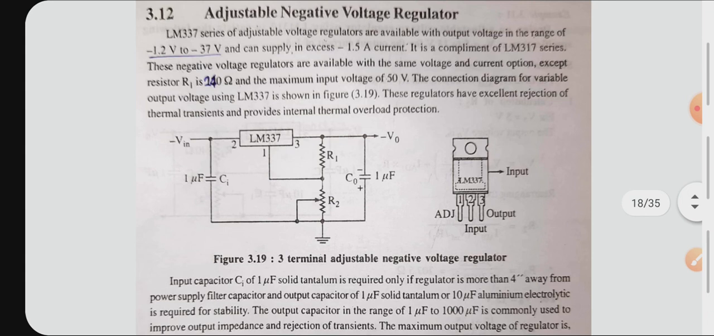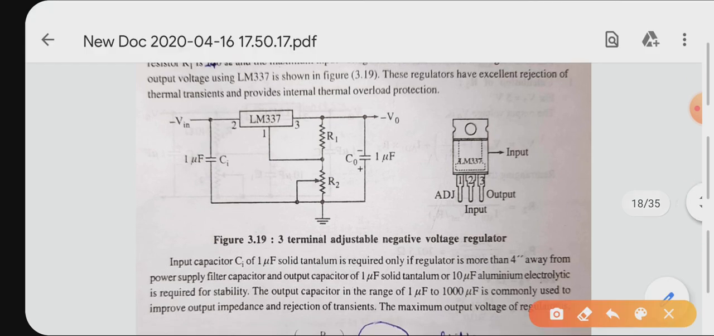Again, the circuit diagram is the same, but the input voltage is negative and the output voltage is negative, just like the 78 and 79 series. Here it is 317 and 337, positive and negative. Okay, formulas are also the same.